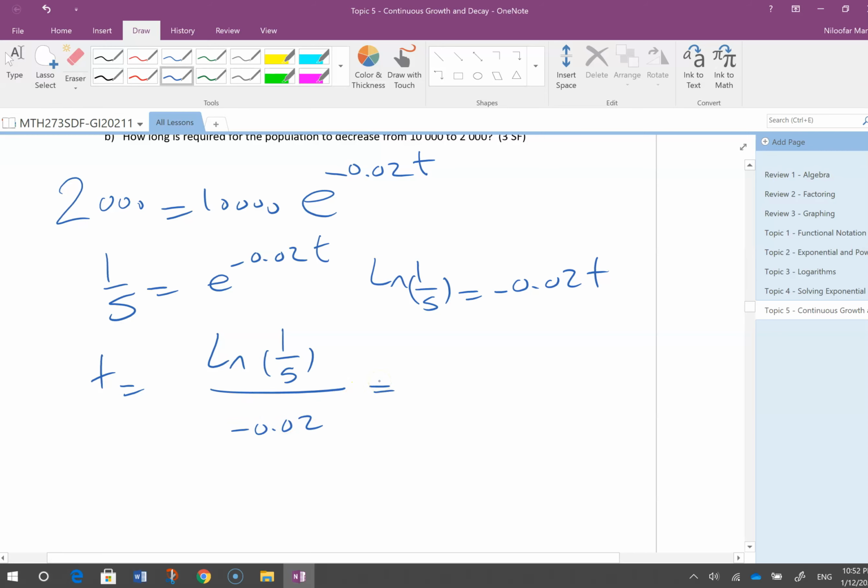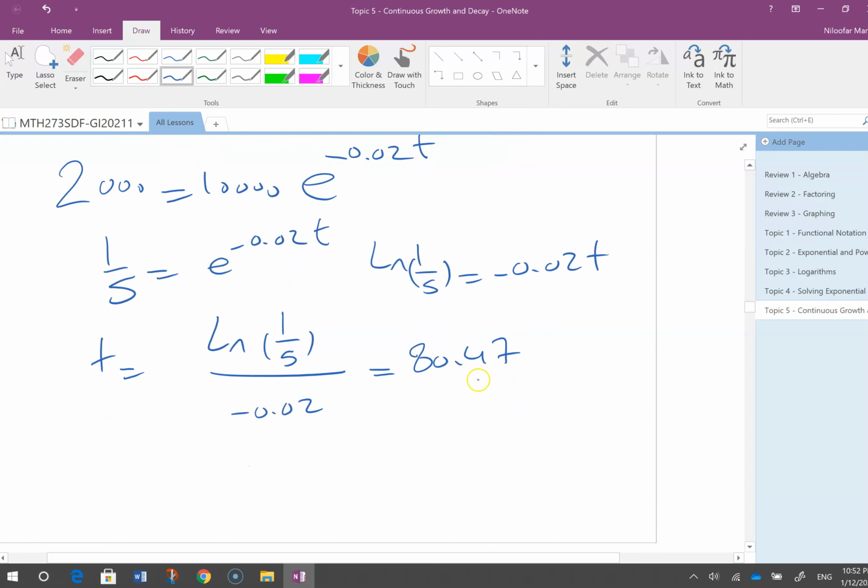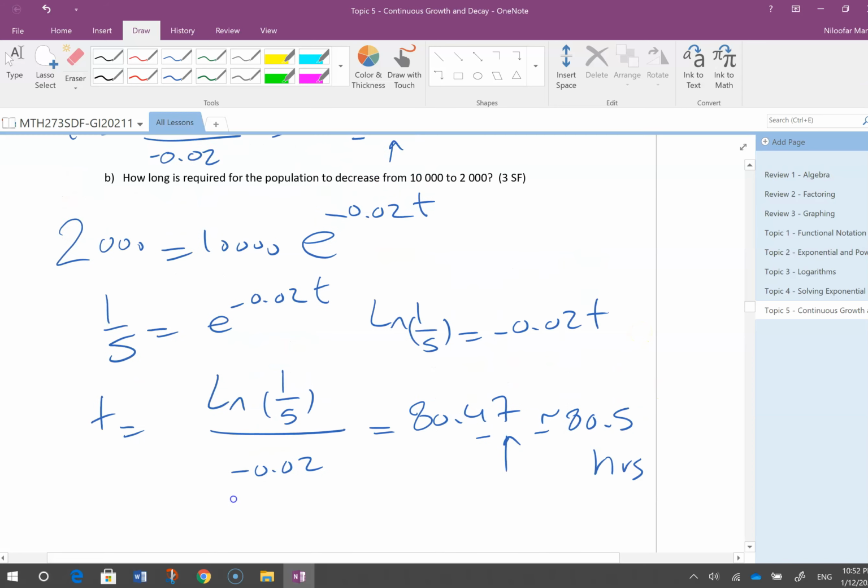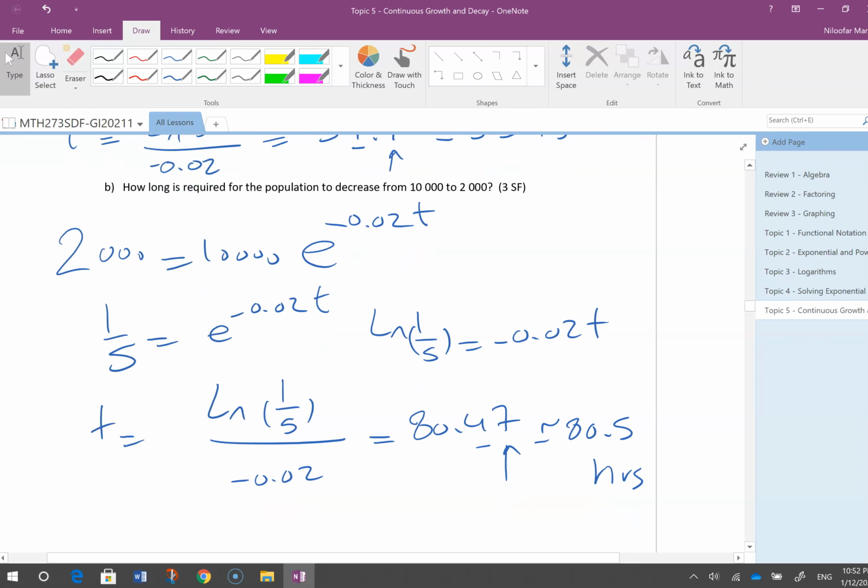Okay, so it is 80.47, right? And then it says three significant digits. So I underline that, check that it is almost 80.5 hours. It takes 80.5 hours to go from 10,000 to 2,000.